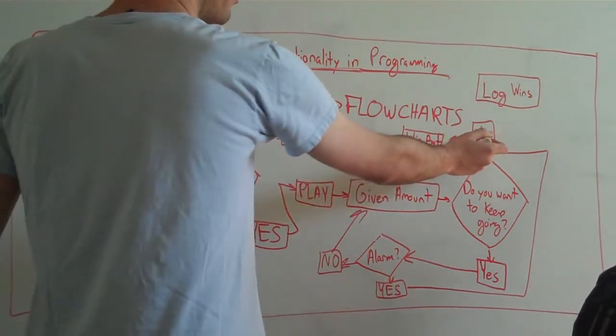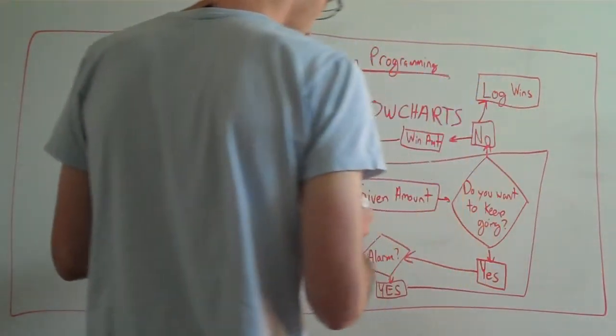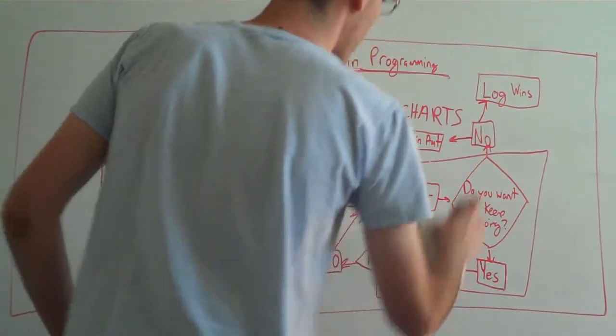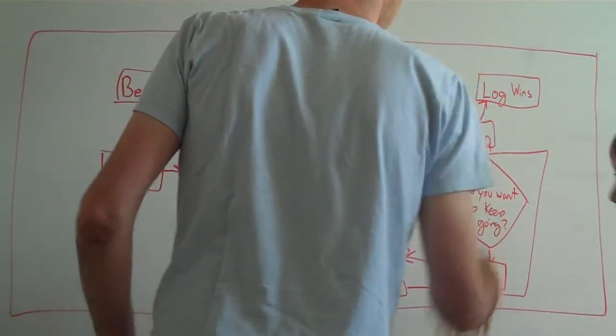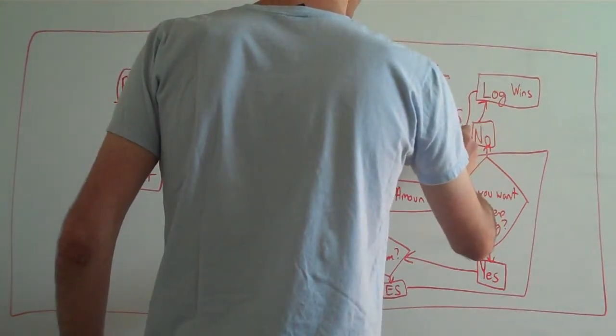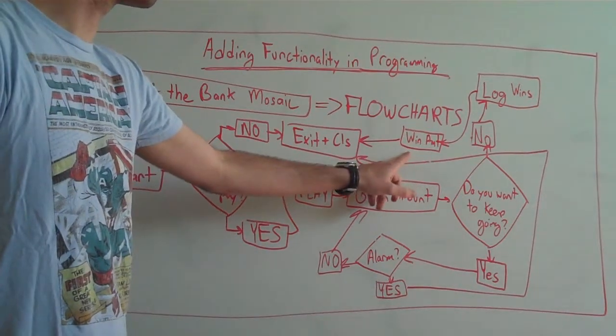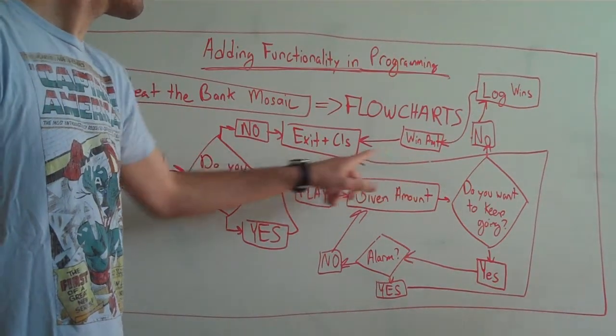And put a no. No. And then what? Put the thing right there. Then to log wins, and what after log wins? It will print how much you win. Like this is our print for winning an amount. And then we exit.